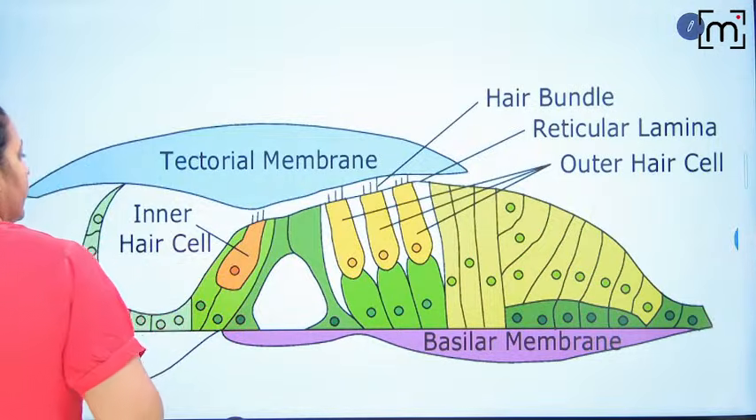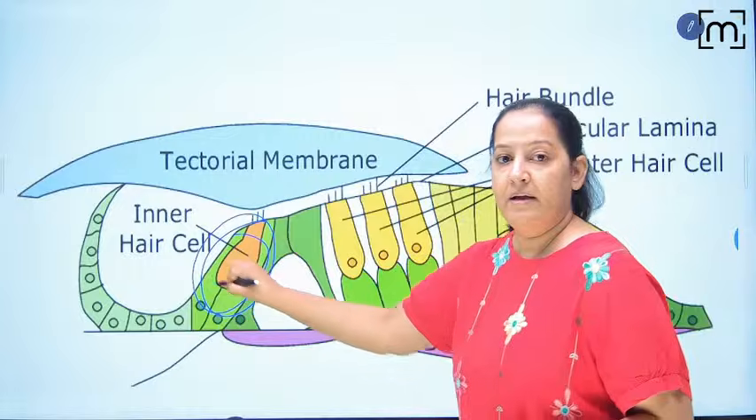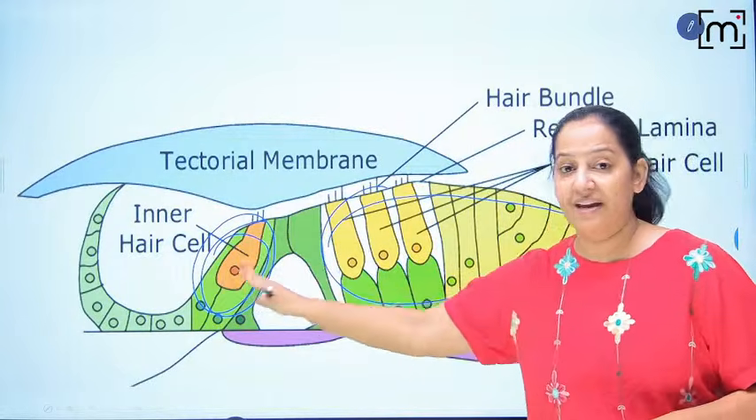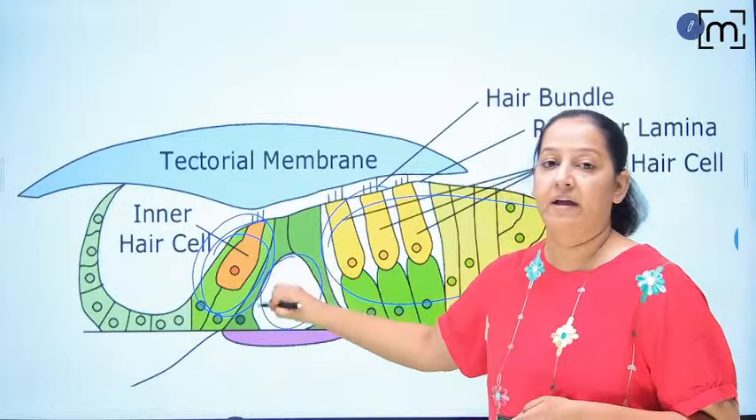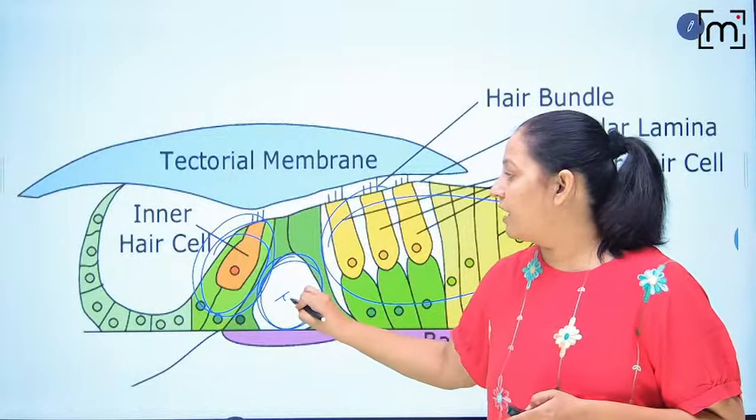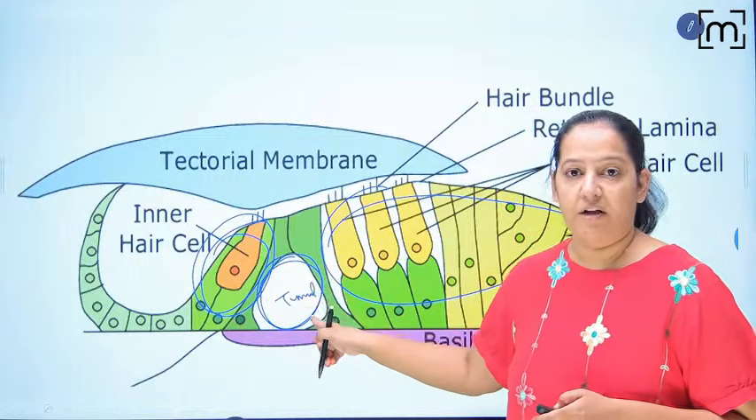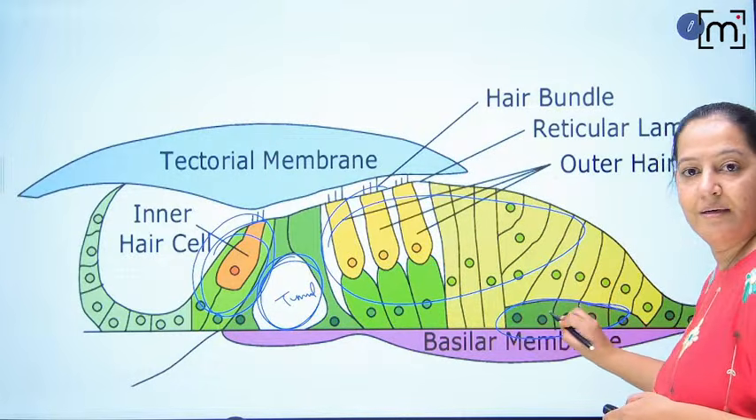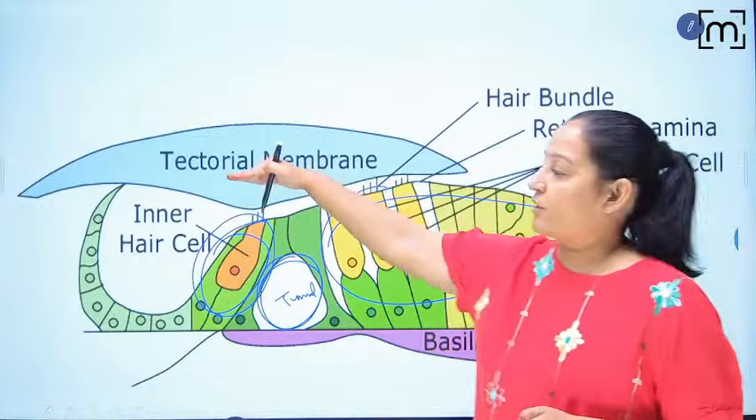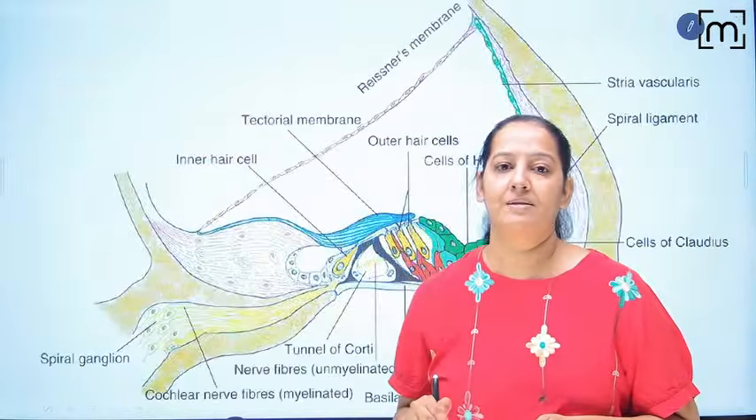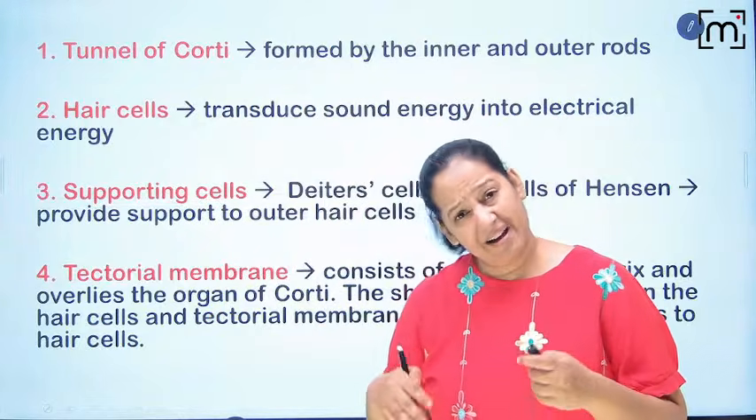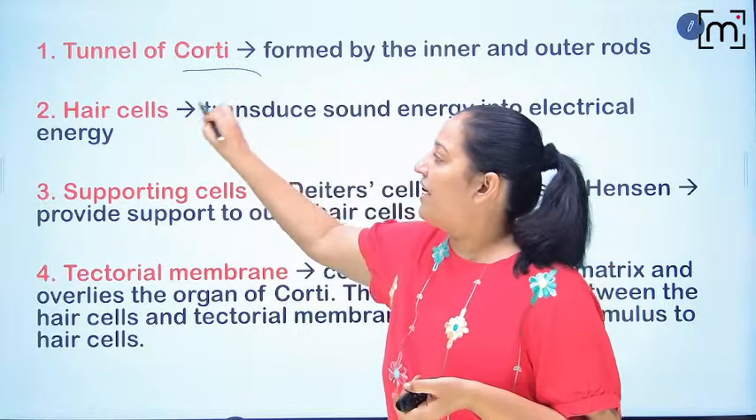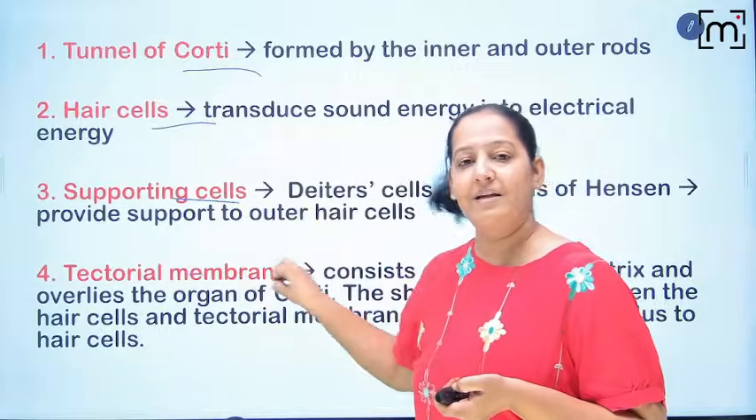Let me show you. It has inner hair cells and outer hair cells. Between the inner and outer hair cells, there is the tunnel of Corti. The organ of Corti has the tunnel of Corti, inner hair cells, outer hair cells, and all these are supporting cells. And there is a tectorial membrane over it. Okay, so this is the structure of the organ of Corti. Again, I will teach you in detail when I teach the anatomy. So: tunnel of Corti, inner and outer hair cells, supporting cells, and tectorial membrane.